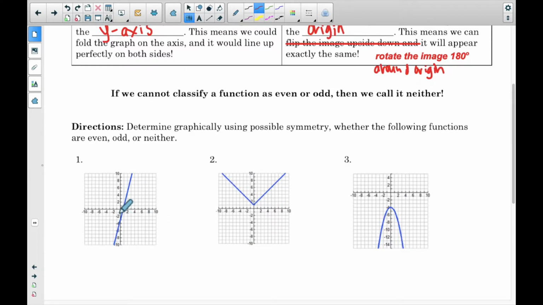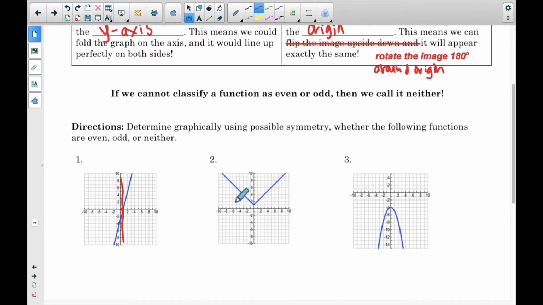So in other words, if you think about this and you think about the y-axis, can this line be folded? If we fold this graph, would the line end up exactly and look the same? No, it's not even. Because think about it, if we did, this would be like this, and this would be like this, and that's not the same line. So no, that is not an even function.